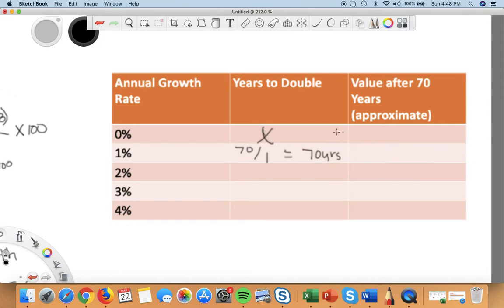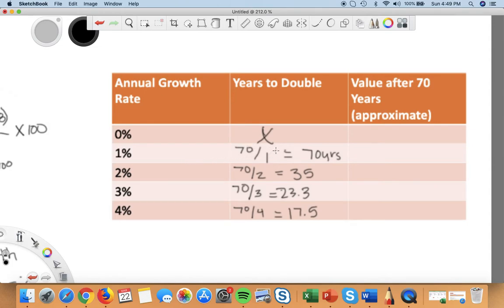Okay, so when we go to a growth rate of 2%, we're just going to do 70 over 2. That's 35 years. That's the one we had from the first slide in the example. A 3% growth rate, we're going to do 70 over 3. Let's see. That should be 23.3 years, roughly, for it to double. And 4%, we're going to do 70 over 4. 70 divided by 4, that's 17 and a half years. So that one's not too bad.